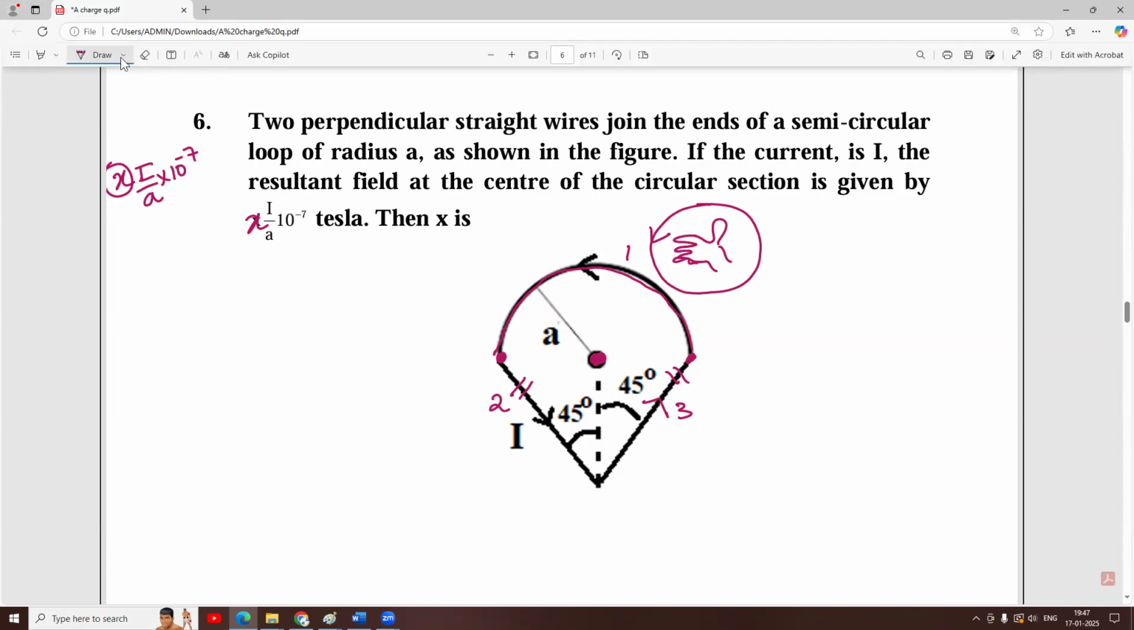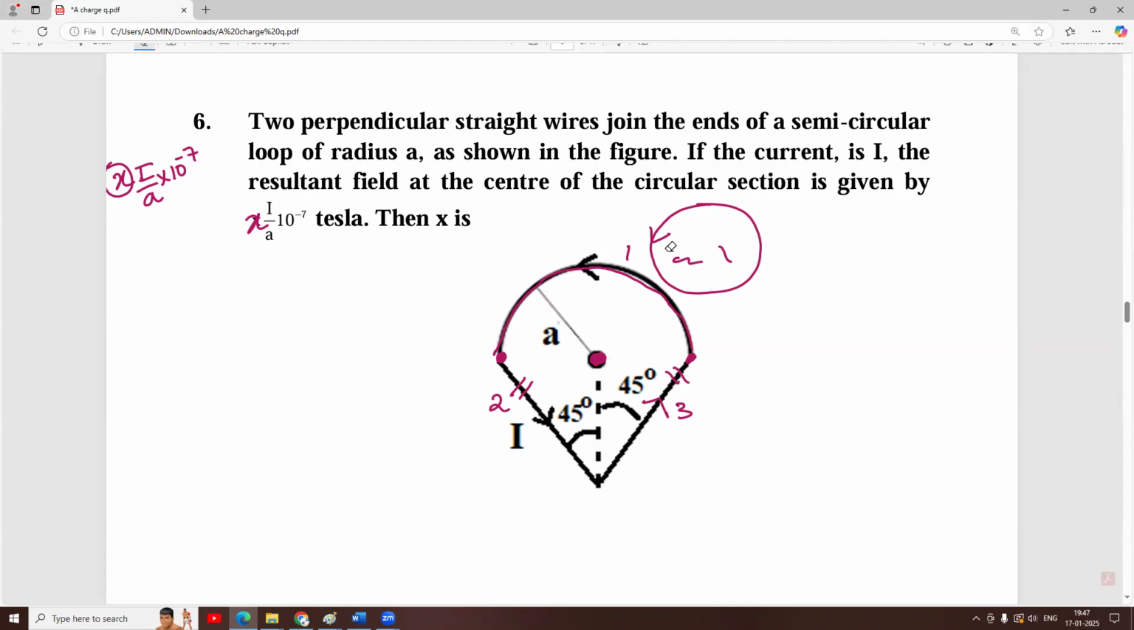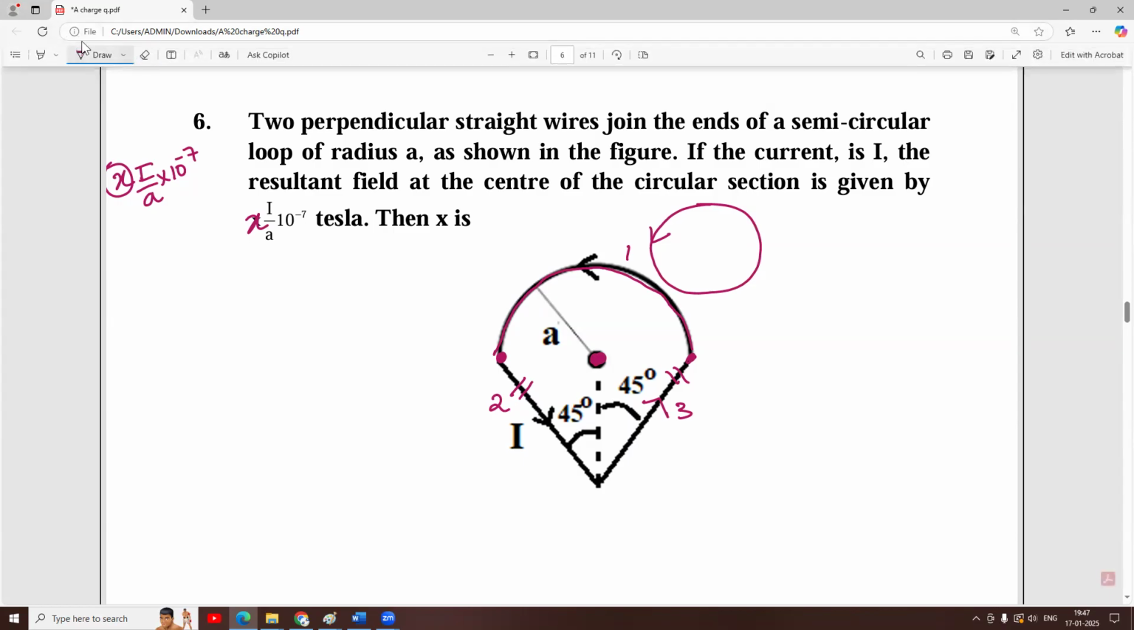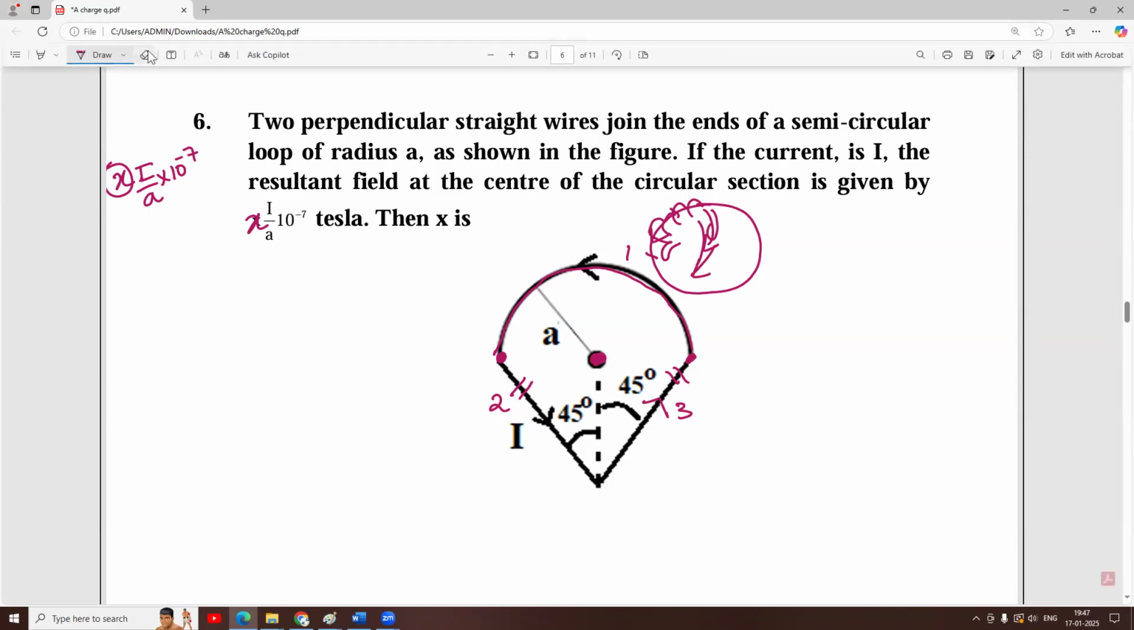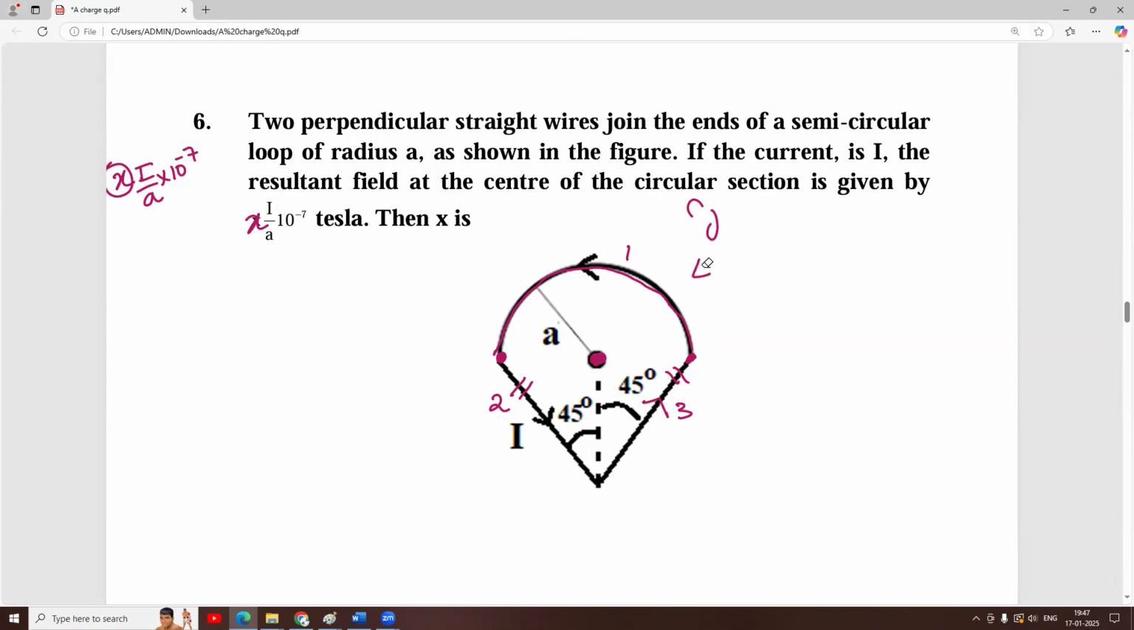Or you can do it like this as well. You can use the clasp rule by clasping the conductor with your right hand such that the thumb shows the direction of current. Then the remaining fingers will show the direction of magnetic field. So when you clasp it like this, with the thumb showing in this direction, then the remaining fingers will have to encircle like this, that means they will show the direction outside here. So it will be coming out. So magnetic field due to the circular part of the wire is coming out of the board.